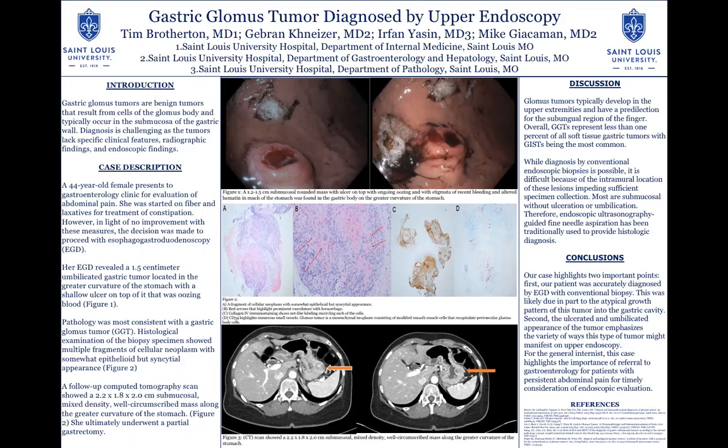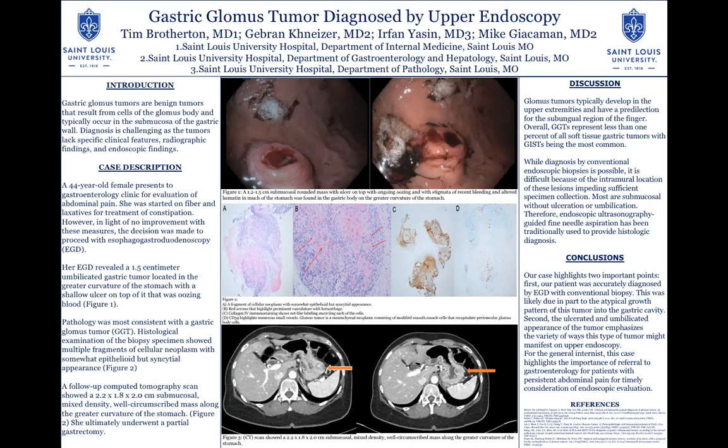My co-authors on this case are Jabran Kanizer, who is one of our GI fellows, Irfan Yassin, one of our pathology residents, and Dr. Mike Jockman, who is our attending on this case. A little bit of background information. Gastric glomus tumors are benign tumors that result from cells of the glomus body. And when they occur in the stomach, they typically occur in the submucosal layer. They're very difficult to diagnose as they lack any specific symptoms, clinical features, radiographic or endoscopic findings.